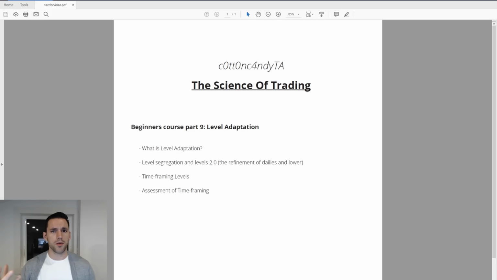We take all these theories that we learned throughout the course and the ones that we've learned so far, and then in the future, when we are further adapting our levels, we attach them to that principle of levels. So we kind of take the context and we apply those confines or those bounds to levels. Okay, so that's what level adaptation is. It's kind of the constant evolution of levels and how they further evolve over time. All right, level segregation and levels 2.0, the refinement of dailies and lower.